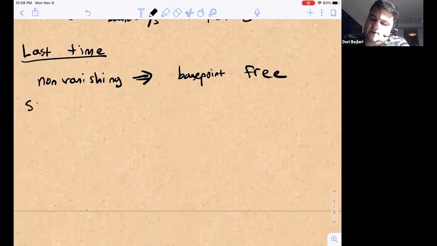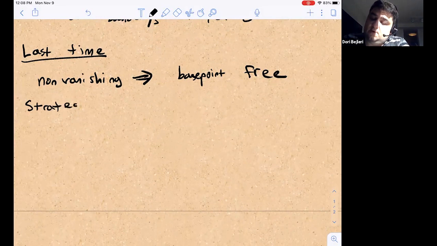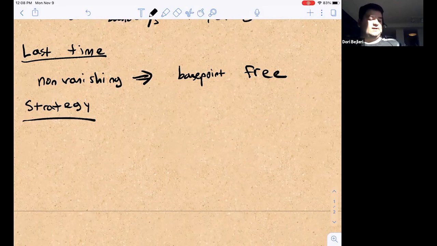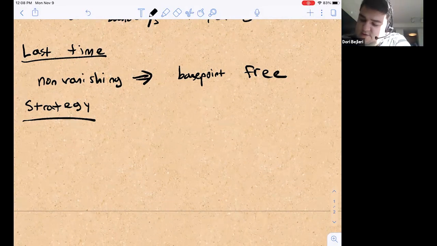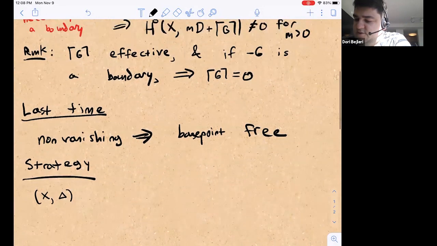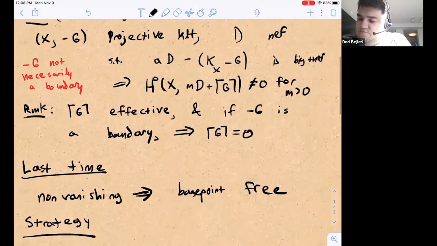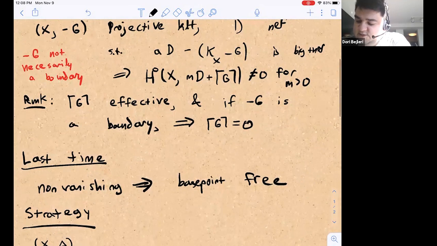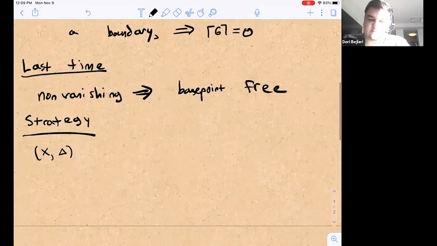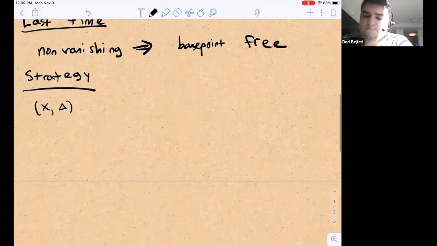So let me just recall the strategy that we employed before, and it'll actually be the same strategy again for proving the rationality theorem. So it's a powerful strategy. So let's say we have some pair. I'll write Δ just for convenience, but like I said here, technically, I usually use Δ to mean a boundary, while here −G isn't a boundary, but for the strategy, that's not so important. So we have our projective KLT pair (X, Δ).